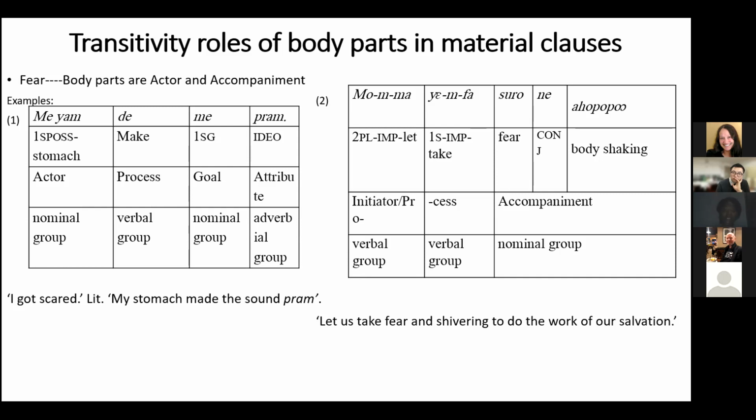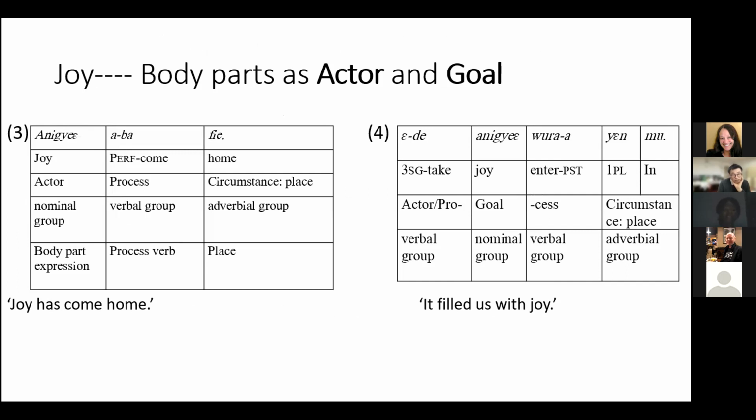Okay, so in transitive material clauses, body part fear expressions can be actor or accompaniment. And when they are actor, they are realized by possessive body parts. So here we have the possessive pronoun meyem, and then the accompaniment is realized as a coordinated unit.